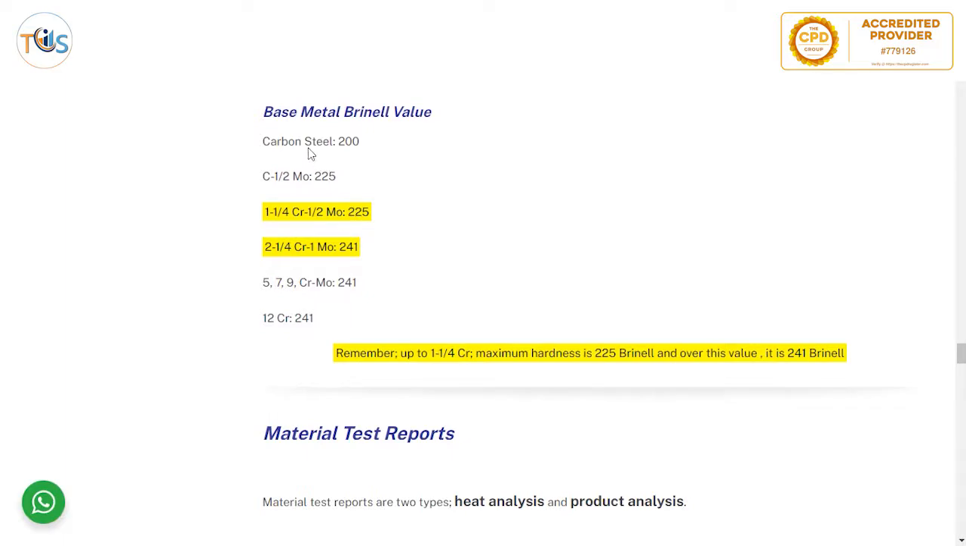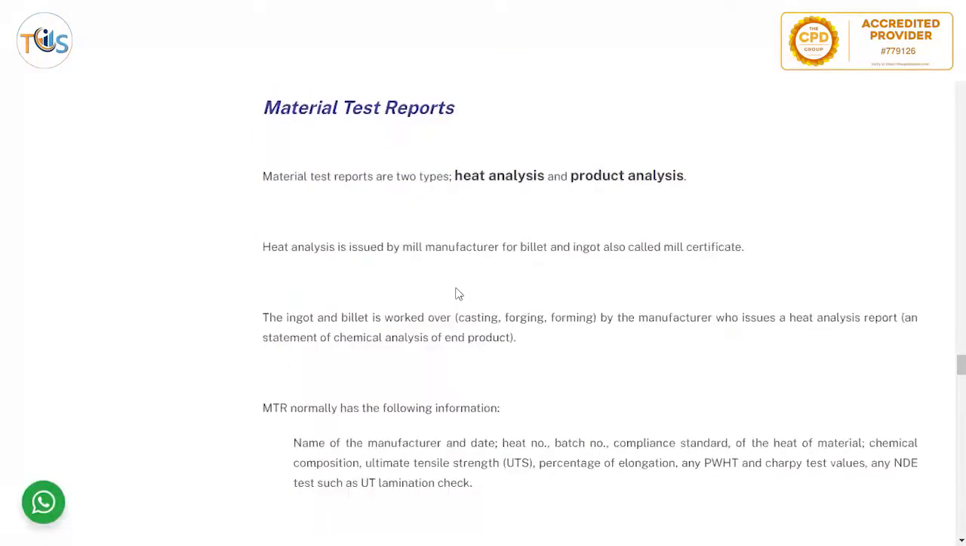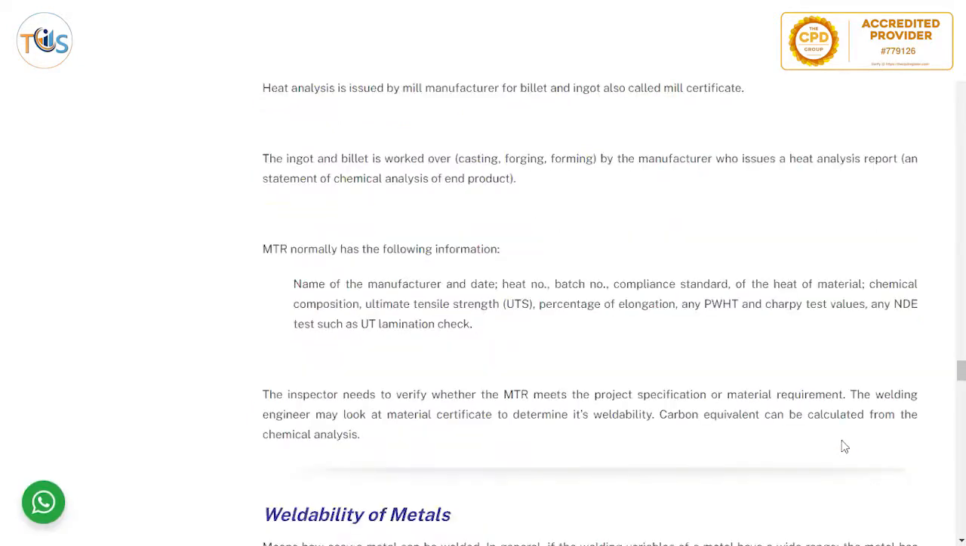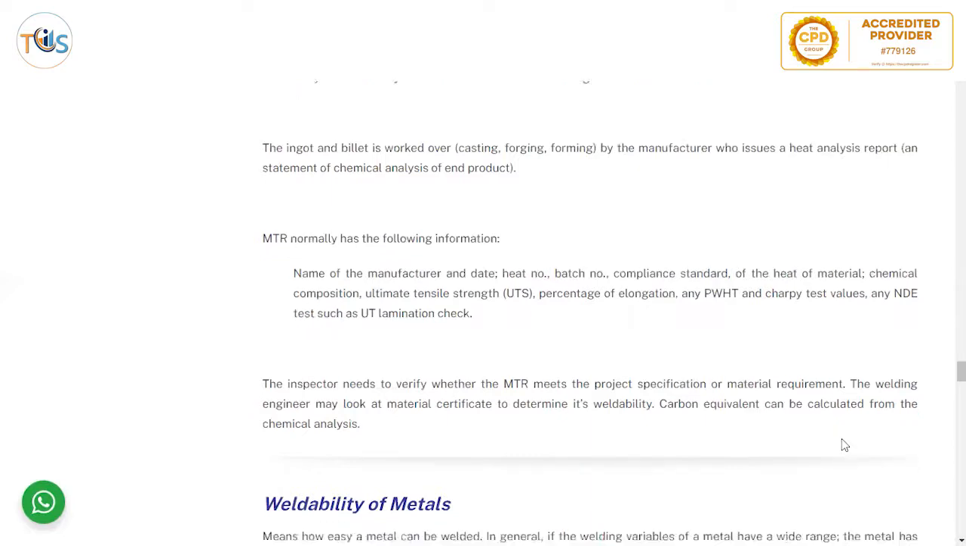So anything above, you just need to remember three numbers here. Material test reports. Material test reports are two types: heat analysis and product analysis. Heat analysis is issued by the mill manufacturer for billet and ingot, also called mill certificate. The ingot and billet is worked over, casting, forging, forming by the manufacturer, who issues a heat analysis report and a statement of the chemical analysis of the end product.